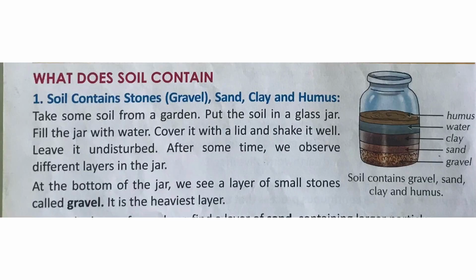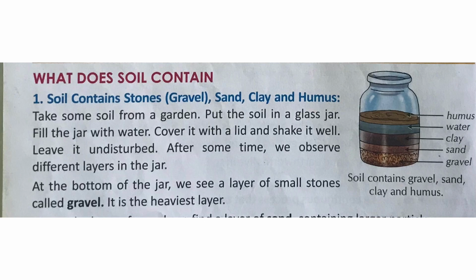What does soil contain? First, soil contains stones, gravel, sand, clay, and humus. Take some soil from the garden. Put the soil in a glass jar. Fill the jar with water. Cover it with a lid and shake it well. Leave it undisturbed. After some time, we observe different layers in the jar.